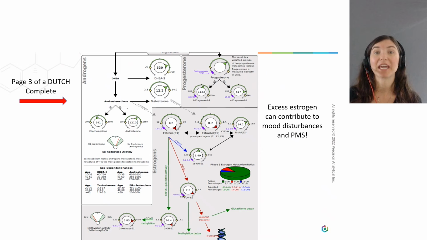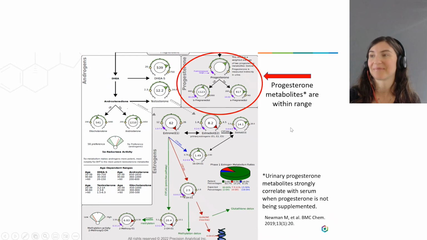All right, so we go down to page 3. We can see her progesterone metabolites, the alpha and beta pregnanediol. We can see her estrogens down below. So her parent estrogens, E1 and E2, and then some of these estrogen metabolites. And then the androgens on the top left. And remember, estrogen excess can contribute to mood disturbances and PMS. So her symptoms could be in part due to this estrogen excess.